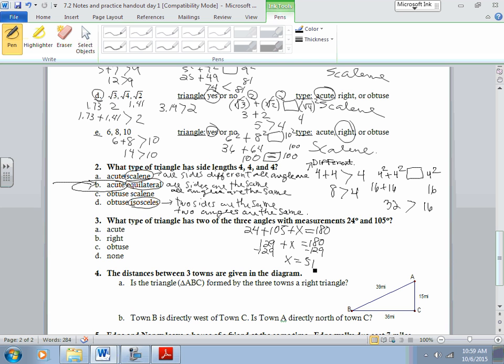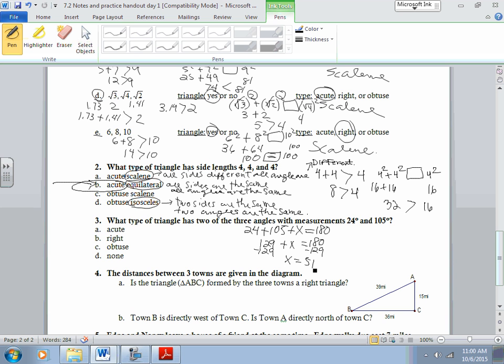Are all the angles the same? No. So that means it's not equilateral, okay? Are there two angles that are the same? No, so it's not isosceles. So it's a scalene triangle. And what type of triangle has three angles with measurements 24, 105, and 51?